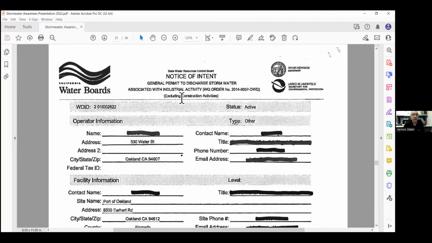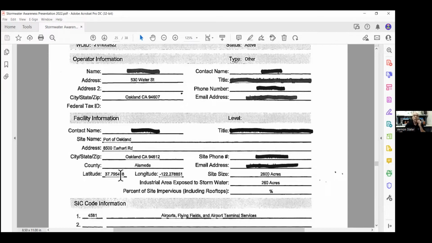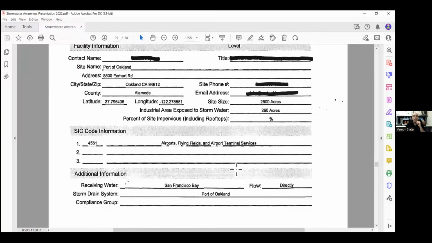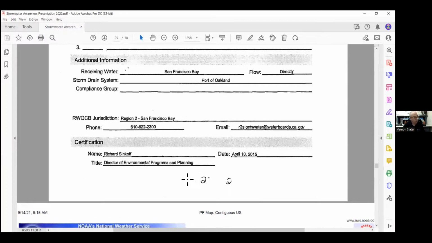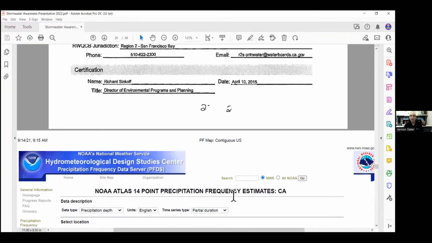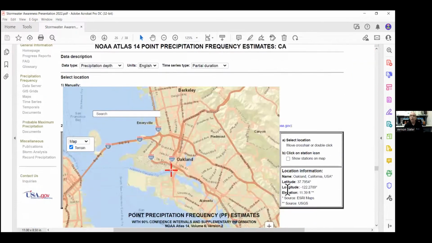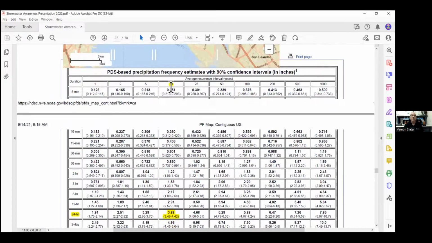Disturbed acreage is found in the notice of intent, and I have a copy of the notice of intent here. This is talking about the latitude and longitude, which gives you location, area exposed to stormwater, 260 acres, and a lot of information is given here. And then you have to go to the rainfall, which you find on NOAA's Atlas 14 point precipitation frequency estimates. You pump in the latitude and longitude, you get a location, and then you get this handy chart that shows duration 1, 2, 5, and 10 year or more. And then the hours, 5 minutes, 10 minutes, all the way down here to 24 hours. So the 10-year, 24-hour rain event yields 3.88 inches.